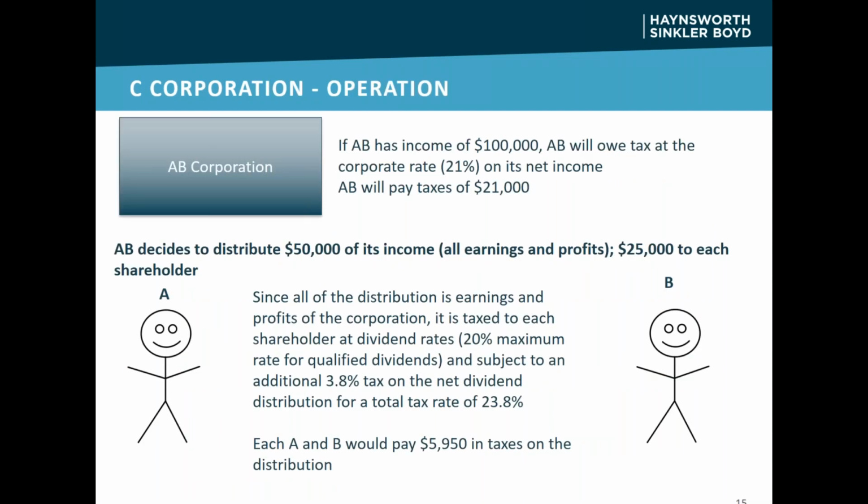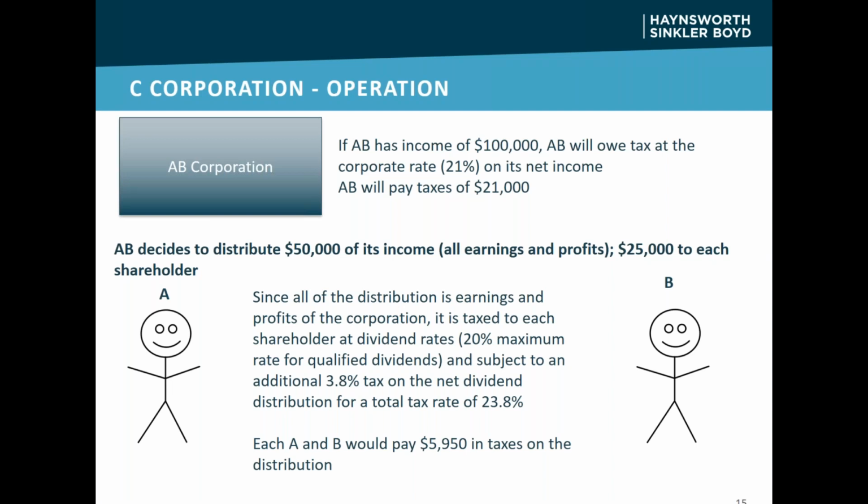All right, so the first example, AB Corporation has income of $100,000. So AB will owe tax at the corporate rate of 21% on its net income and will pay taxes of $21,000 on that income. Then if AB decides to distribute $50,000 of its income, that's all earnings and profits, that would be $25,000 to each shareholder.